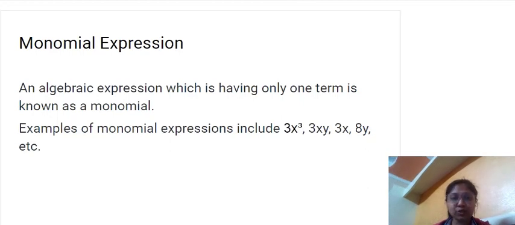Please do not confuse the term with the variable. Term is different and variable is different. So here examples are 3x cubed, 3xy, 3x, 8y. All these expressions consist of only one term.